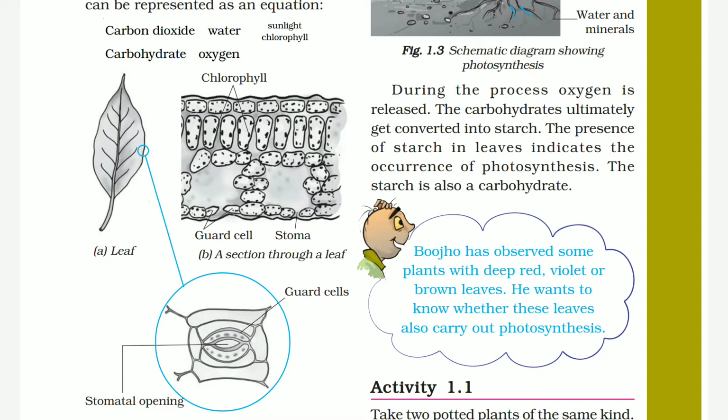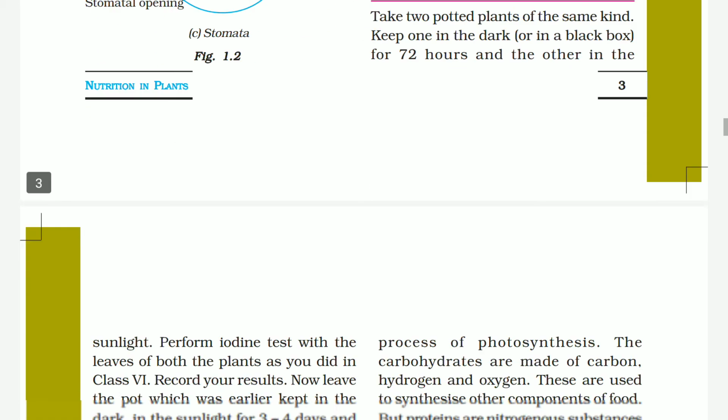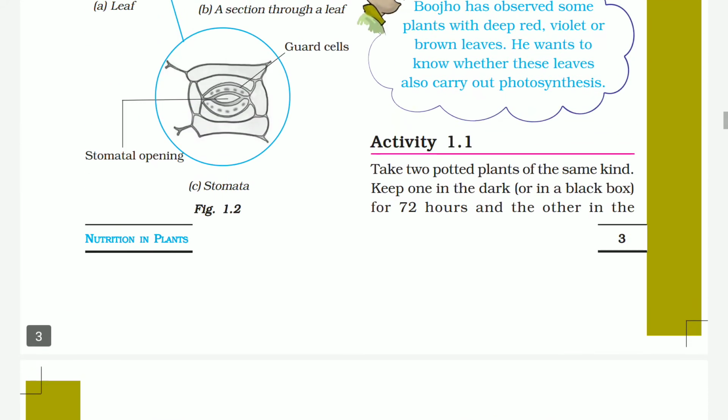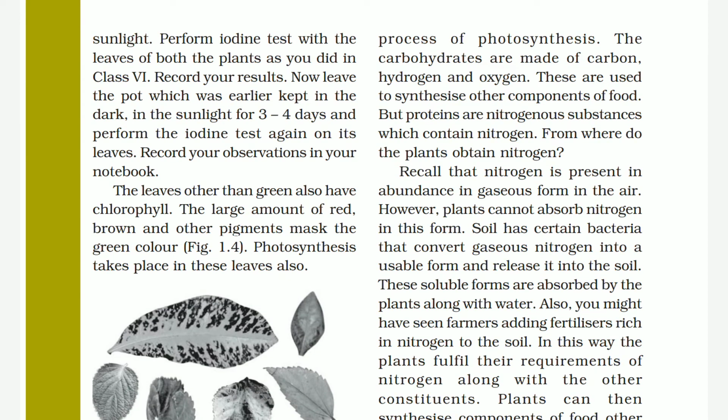The presence of starch in the leaves indicates the occurrence of photosynthesis. The starch is also a carbohydrate, right? So starch present in the leaves is the evidence that photosynthesis takes place. Now you can do activity 1.1, which we studied last time, about the test of starch in any food or vegetable.